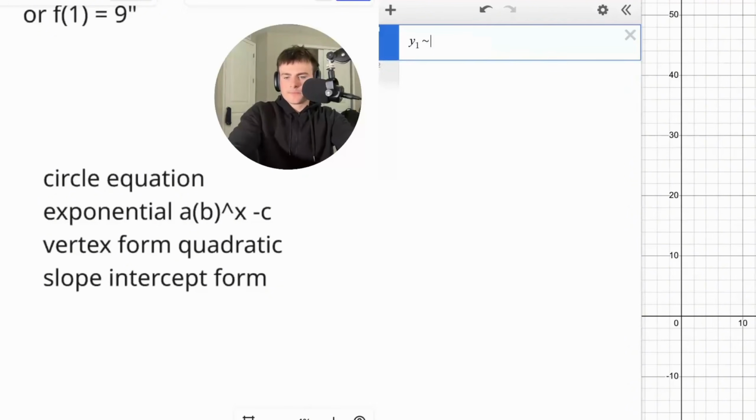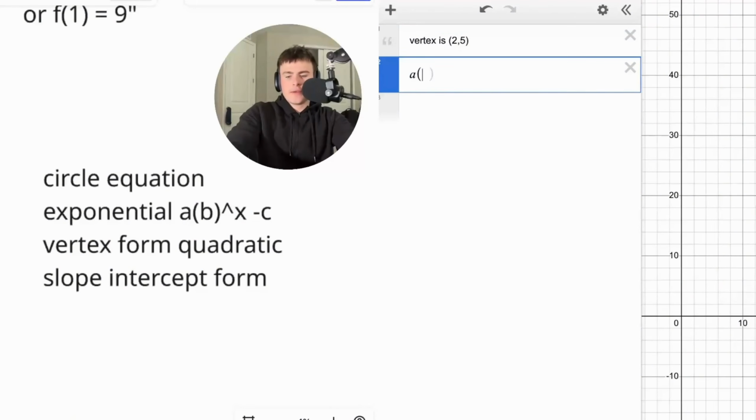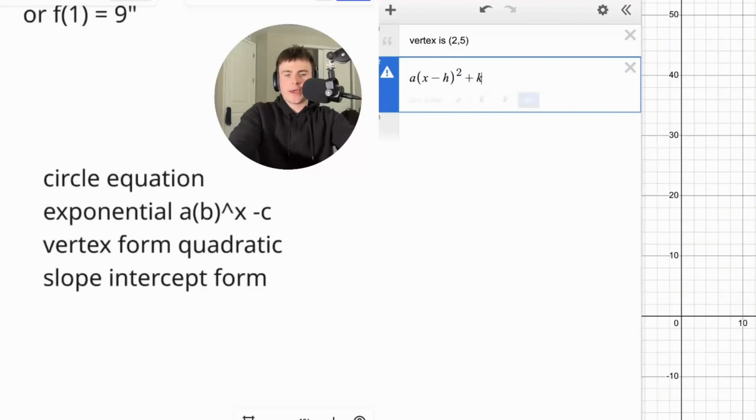Now, the next one is vertex form of a quadratic. This one's kind of hard to remember, but this is it. Let's say your vertex is 2 comma 5. Your format is a times x minus h, squared, plus k, where once again h comma k is not your center, but rather your vertex in this scenario. So you put 2 here, then the y value of k here, and then a is whatever it tells you a is.